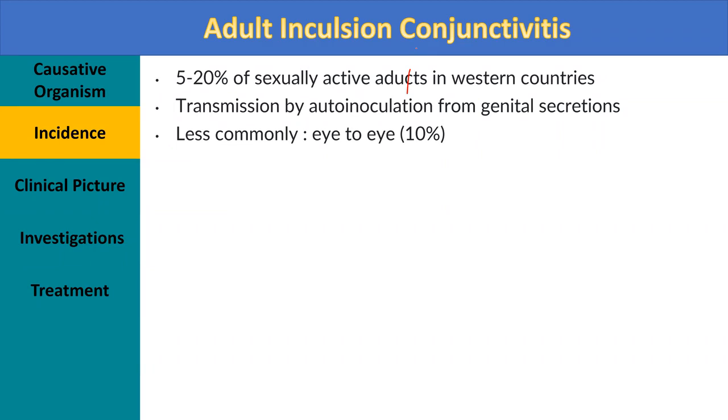So how is it transmitted? It is transmitted by auto-inoculation from genital secretions, and eye-to-eye transmission can also occur, but it is less common. Only around 10% of cases will have eye-to-eye transmission. So what will be the clinical picture? Those patients will have chlamydial infection. Originally, they have chlamydial infection in the genital tract. In males, it can cause some clinical pictures, and in females it can also cause some clinical pictures.